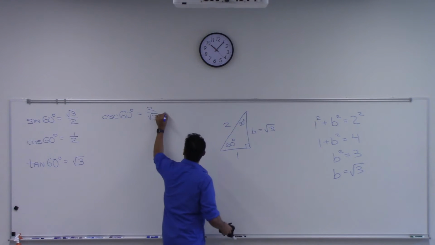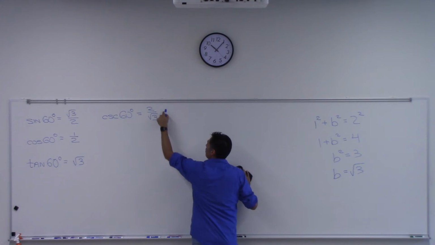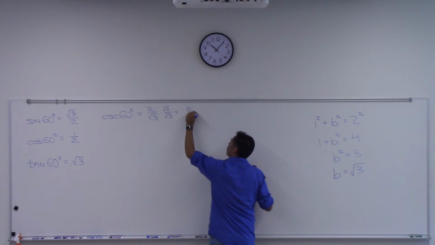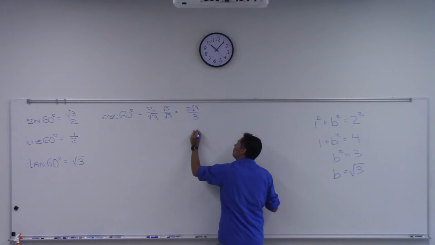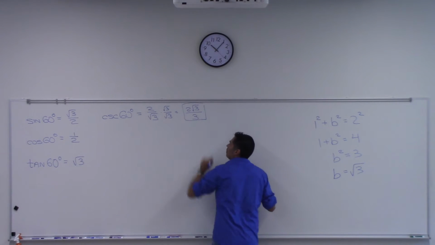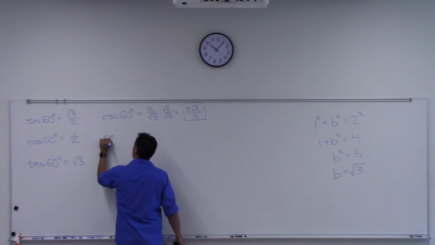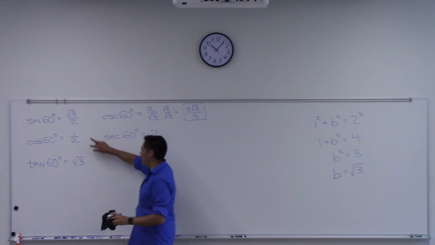I can't leave my answer like that, can I? No, I need to multiply top and bottom by root 3. So if I do that, I get 2 root 3 over 3. That's it. 2 root 3 over 3. How about secant of 60? Just 2, right? That's a nice one. Just flip that one over.